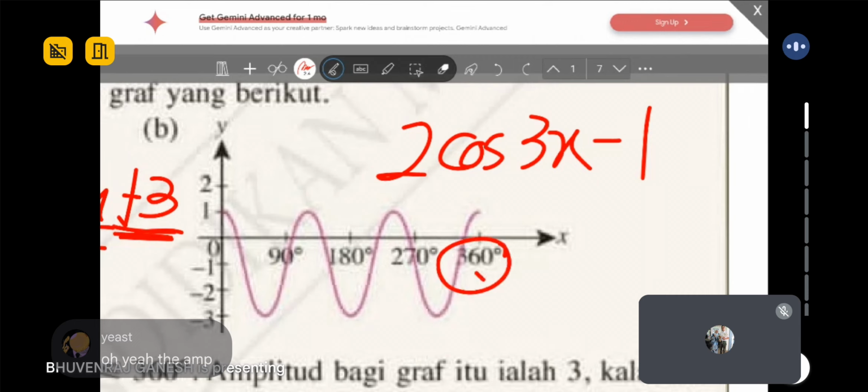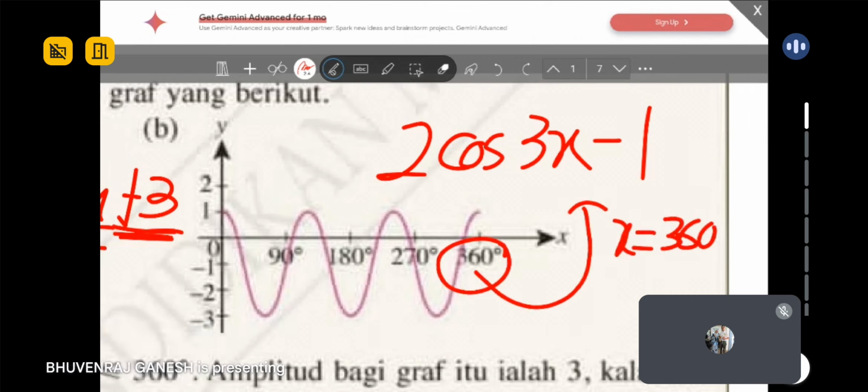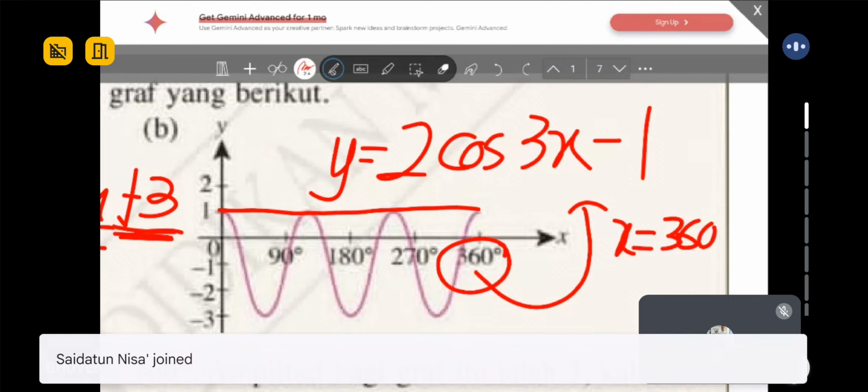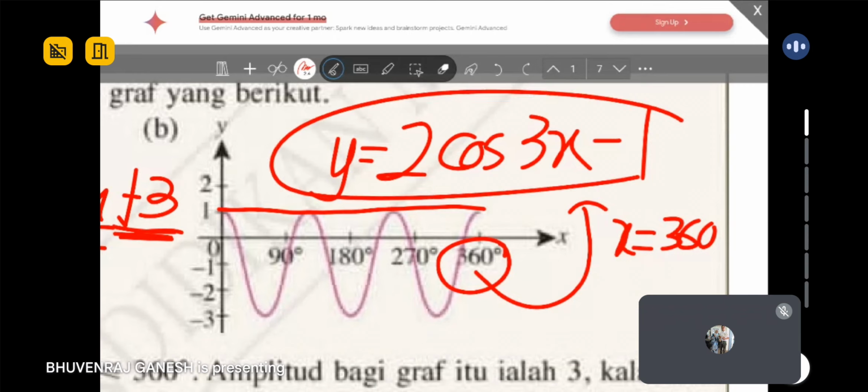So for example, I just choose x equal to 360. Saya gantikan dalam persamaan ni. So you calculate the y value, guys. Cari nilai y. You will get the y value equal to 1. You press the calculator and see lah. Okay, means that this equation is valid lah.